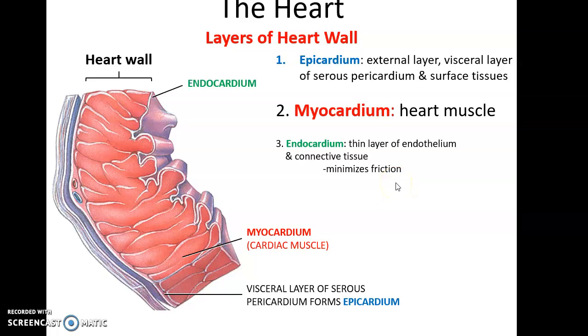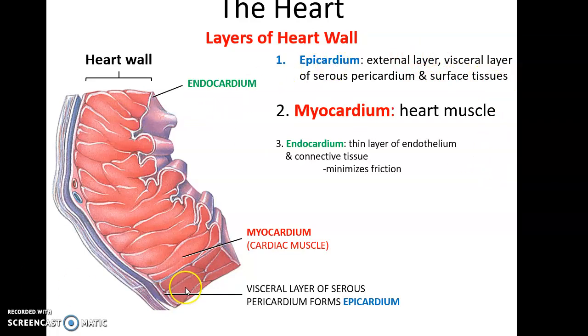All right, then we have the layers of the heart wall. So now we're going through the layers of the heart itself. The most superficial layer is called the epicardium. And the epicardium, it turns out, is the visceral layer of the serous pericardium, as well as additional tissues lying on the surface of the heart.